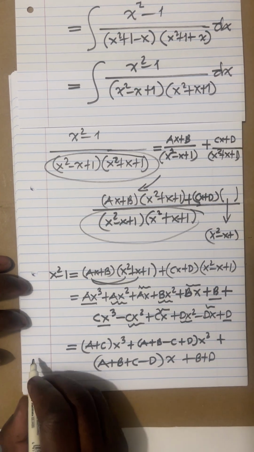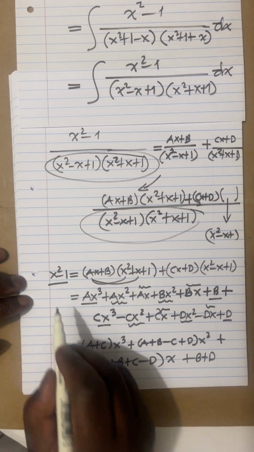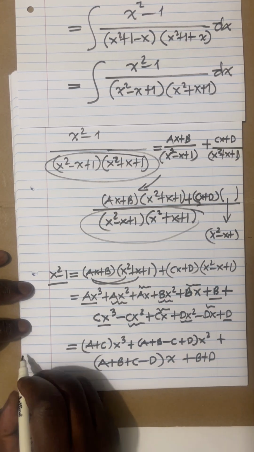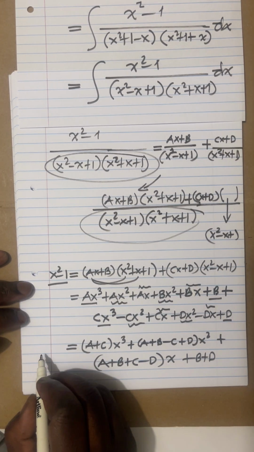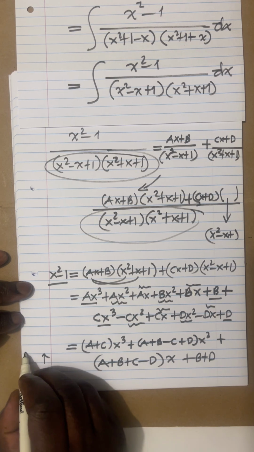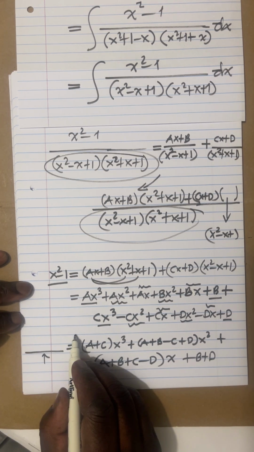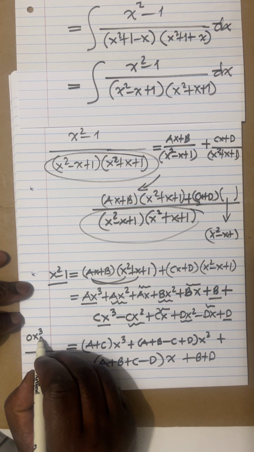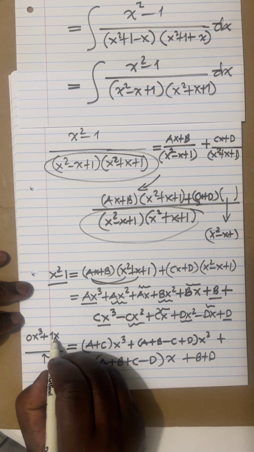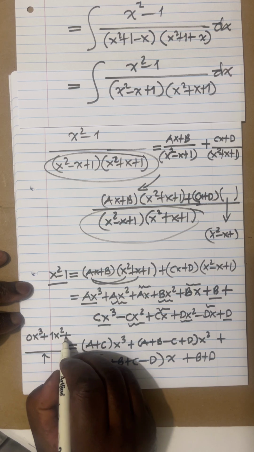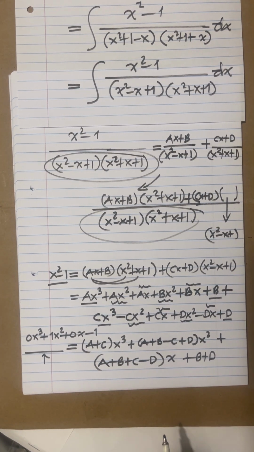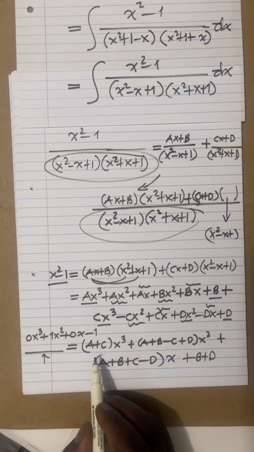Now notice where we're coming from. We're coming from x squared minus 1. So if I rewrite this, I'm gonna stretch it up there because I need more space. I'm gonna have 0x cubed plus 1x squared plus 0x and then minus 1 to have it in standard form. Why am I doing that? Because I want to equate coefficients.